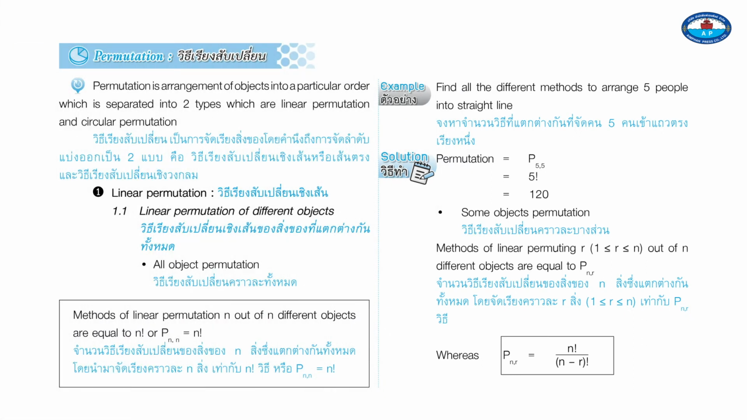Permutation. Permutation is the arrangement of objects into a particular order, which is separated into two types: linear permutation and circular permutation. 1. Linear permutation. 1.1. Linear permutation of different objects. All-object permutation. The number of methods of linear permutation of n out of n different objects is equal to n factorial, or P(n,n) equals n factorial.